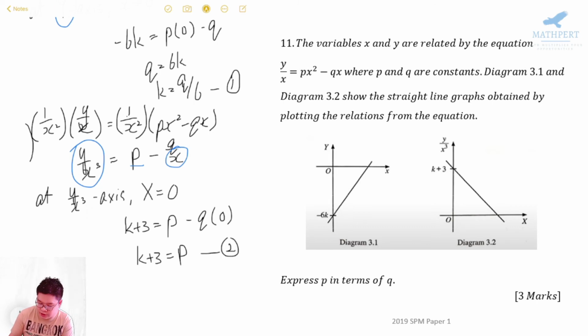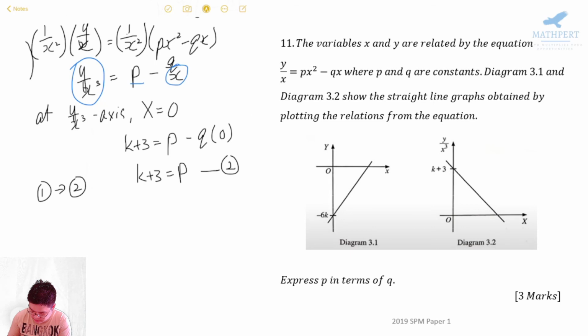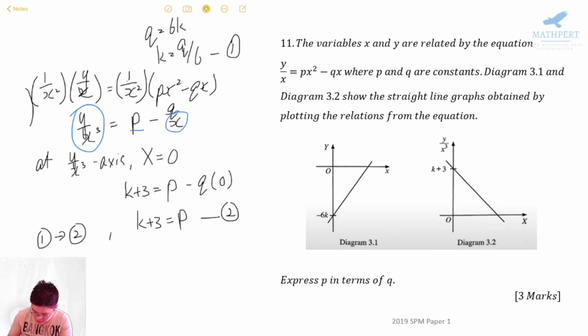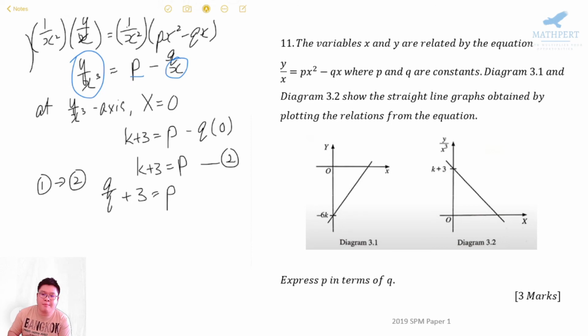We have equation number 1 and equation number 2, then we can eliminate k. So we substitute 1 into 2. I will get k plus 3, which is q over 6 plus 3, equals to p. I multiply both sides by 6 and I will get q plus 18 equals to 6p. We are asked to express p in terms of q, so p will be equal to 1 over 6 q plus 3.